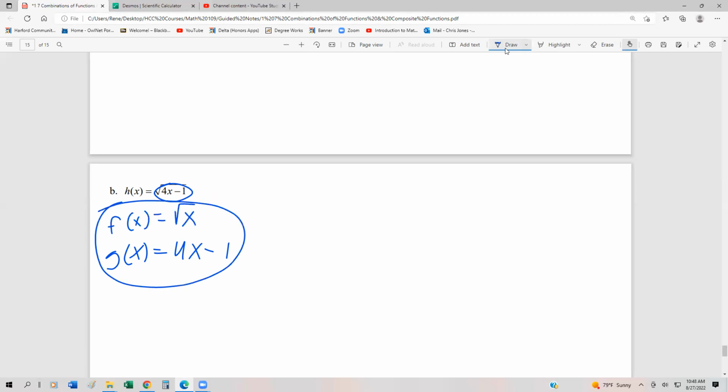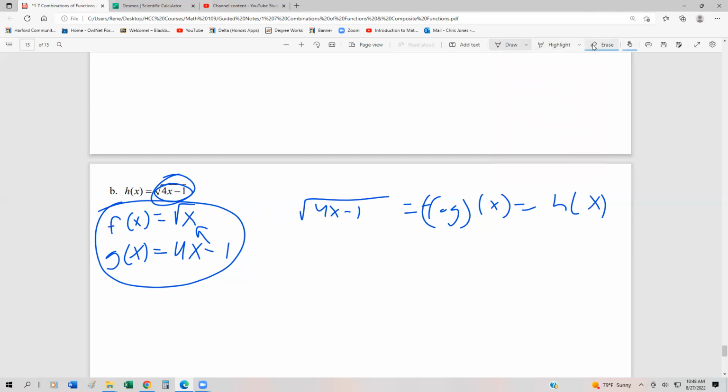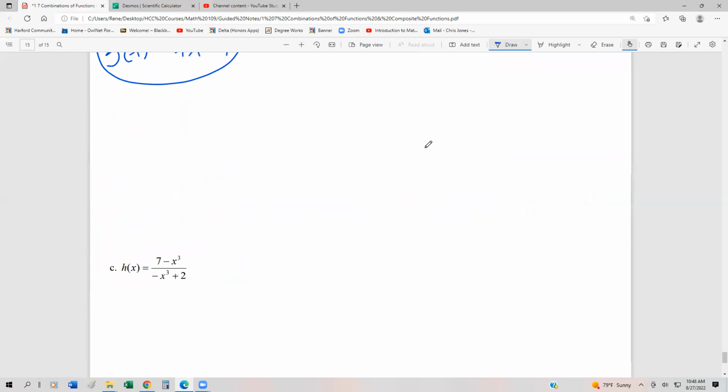Now, of course, if we don't trust that, let's go ahead and stick 4x minus 1 back in for x. That would be the square root of 4x minus 1, or f of g of x, which is exactly what h of x is when we started. So that's all we have to do with that. Not too bad, right?